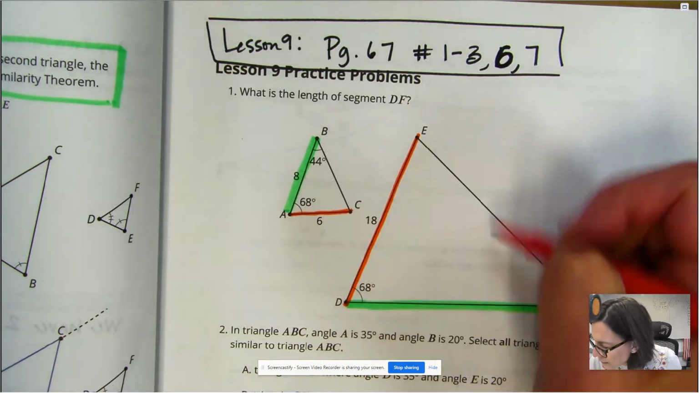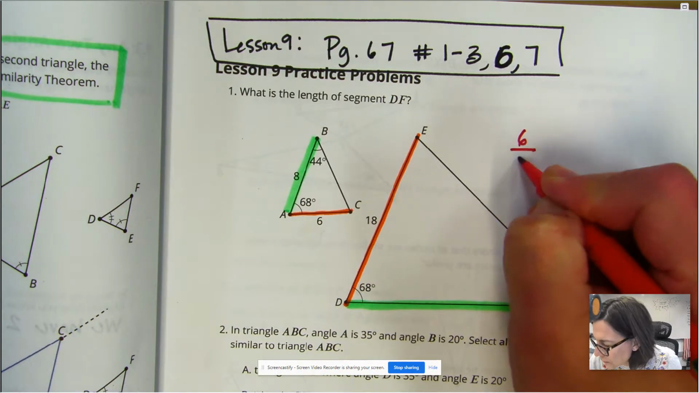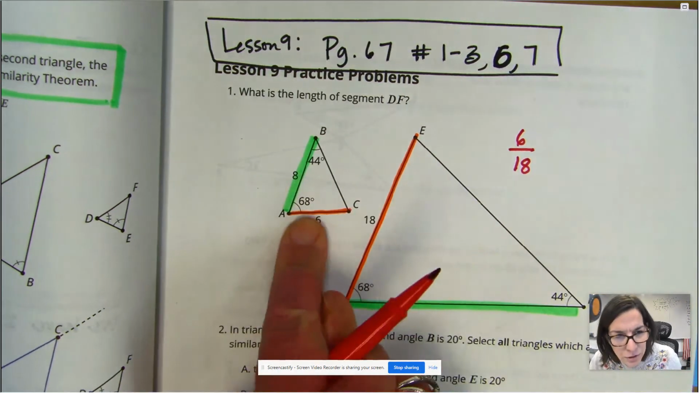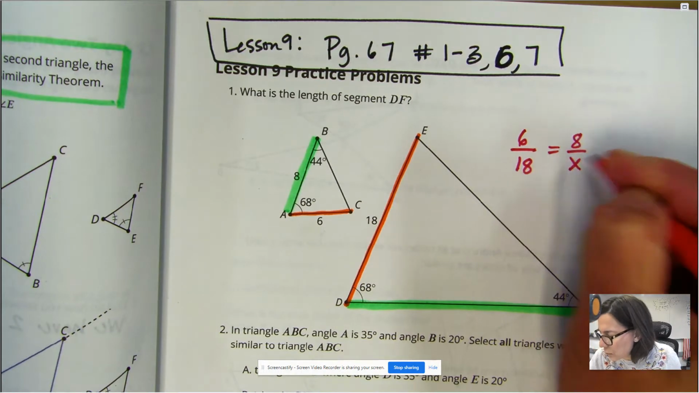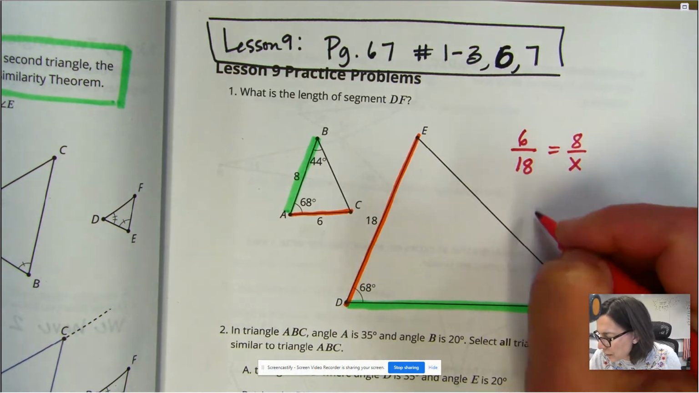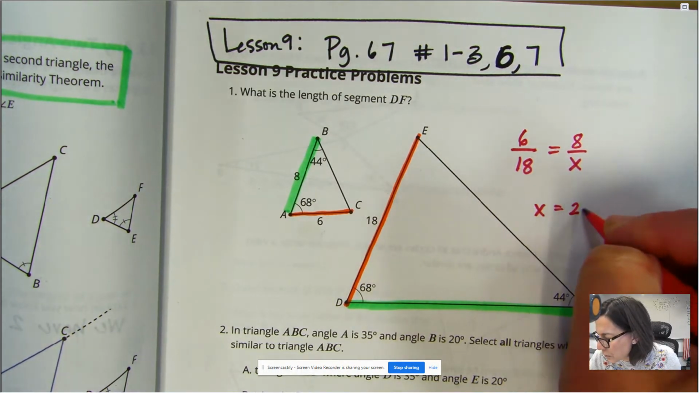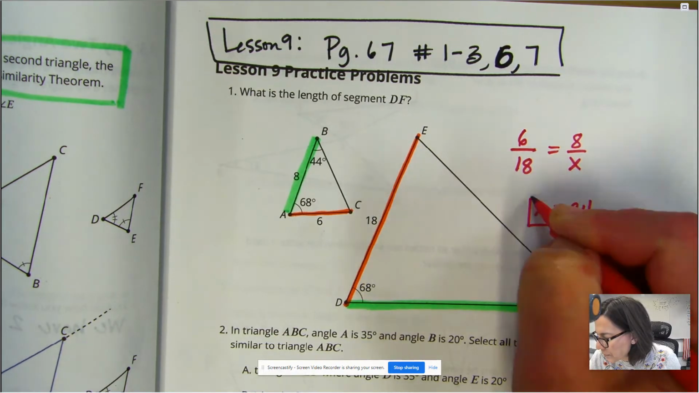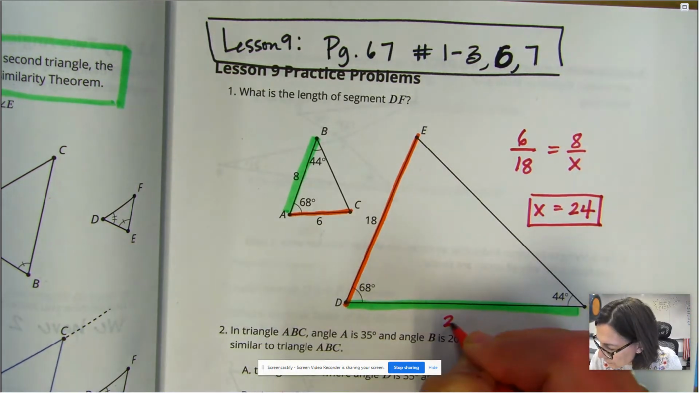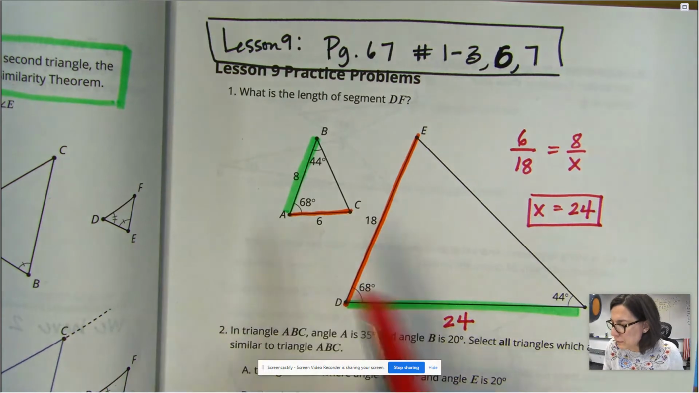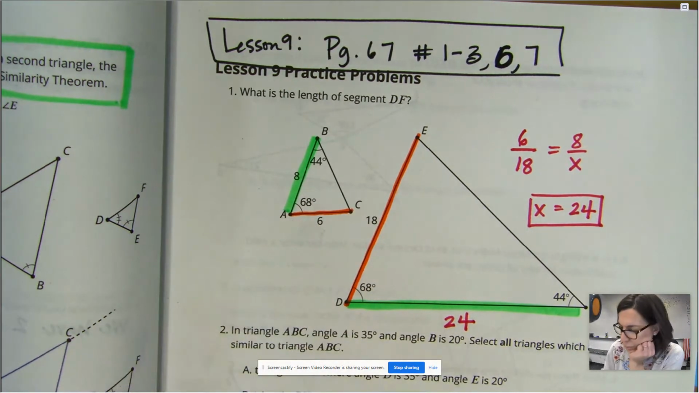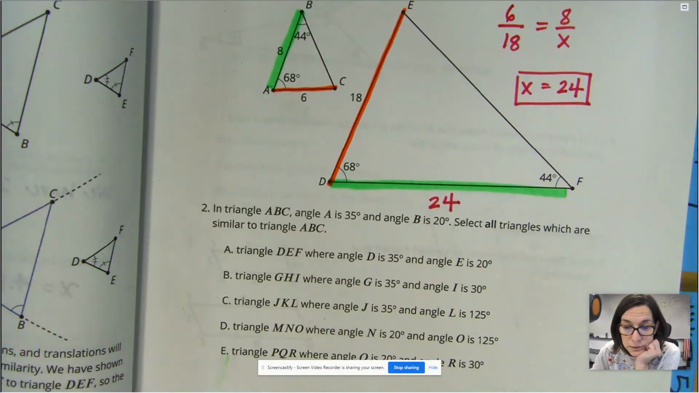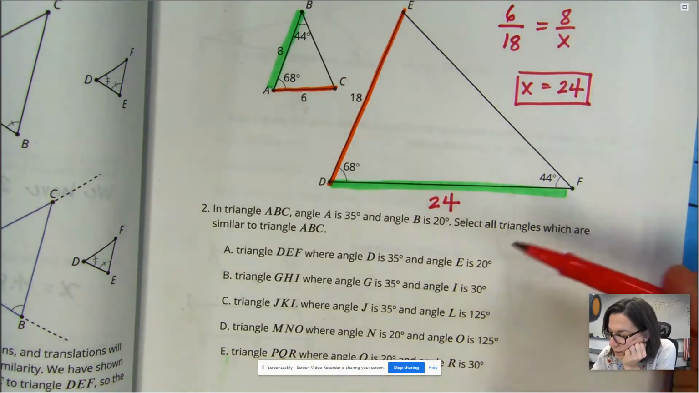If you didn't notice that, you could go 6 is to 18, orange is to orange, as 8 is to x, and no matter how you do it, if you multiply, you're going to get 24. You could do cross products, okay? But that 24 over 8 equals 18 over 6. Lots of ways to see that that's proportional. You did need to notice to match up corresponding sides that were flipped, though, reflected.